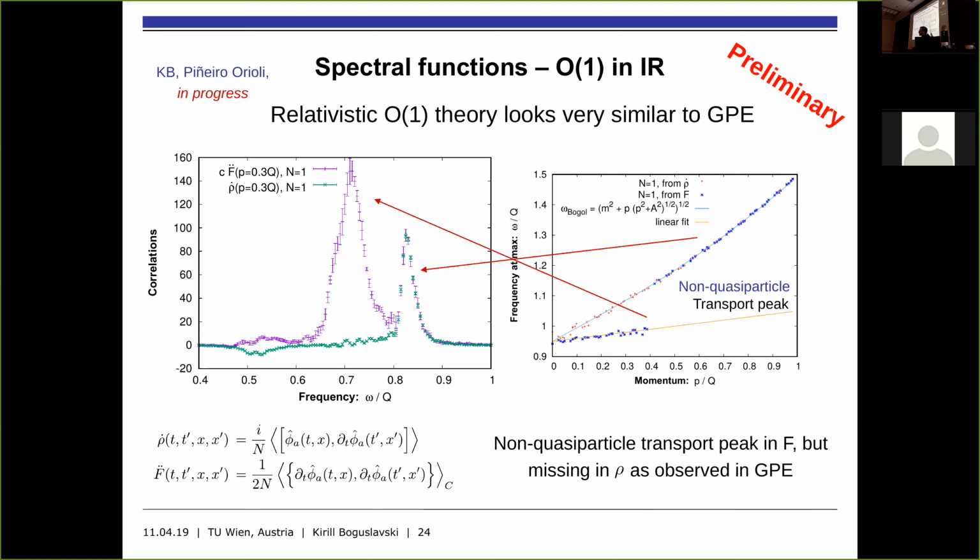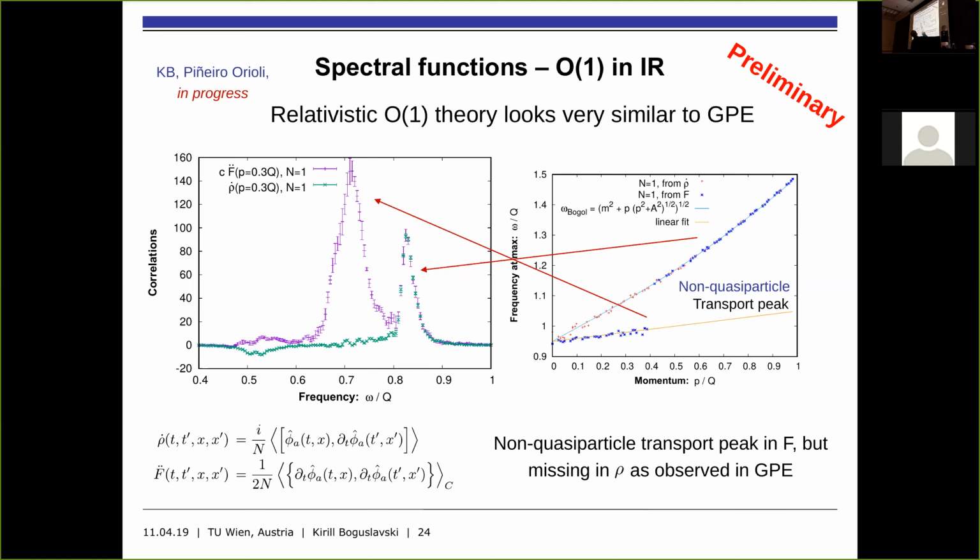But don't forget, the O(1) theory has only a single component scalar, while the Bogoliubov case is basically two real components of one complex field. So one would actually think that this should be closer to an O(2) theory. I will come to that in the last 2 minutes.